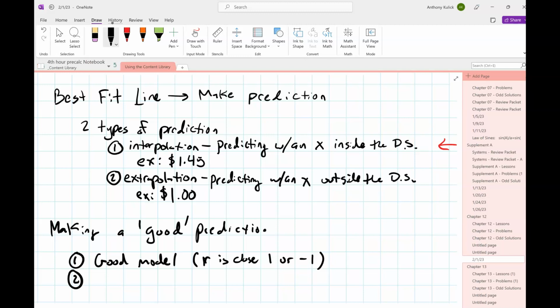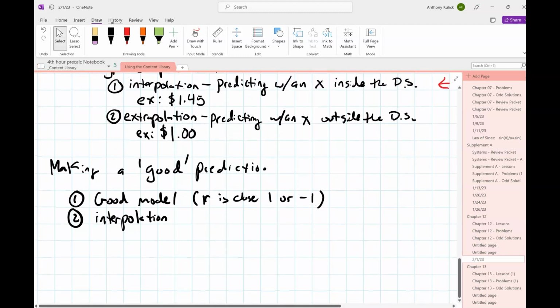And then what else? We just talked about it. Yeah, we have to be doing interpolation. If we have both of those two things, we should feel pretty good about our prediction. If our model has an R value that's close to 1 or -1, and then we do interpolation with that, we should get a pretty reliable prediction. So let's show you guys how to do this with our calculator, because we don't want to do this by hand.